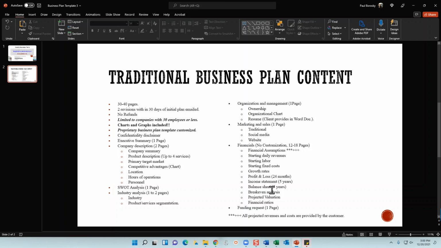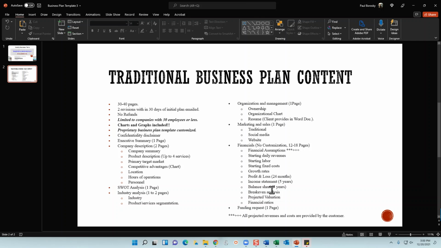You're going to get an organizational chart and management description. I also include a resume if you send it to me, as long as it's in a Word doc. Marketing and sales are pretty straightforward. And then financial projections: once we start hitting the traditional business plans, I take the gloves off for the financial projections.